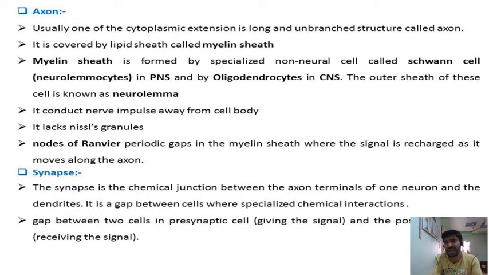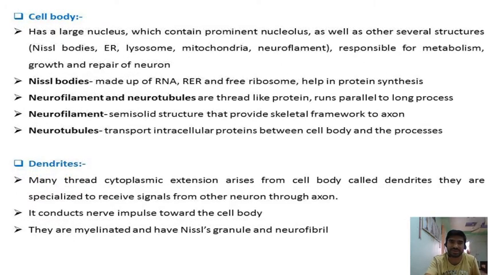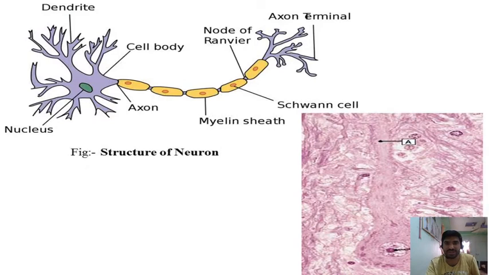The next one is the axon. Usually there is one cytoplasmic expansion. It is a long and unbranched structure. It is called the axon. It is shown in this diagram. This is a long axon structure.